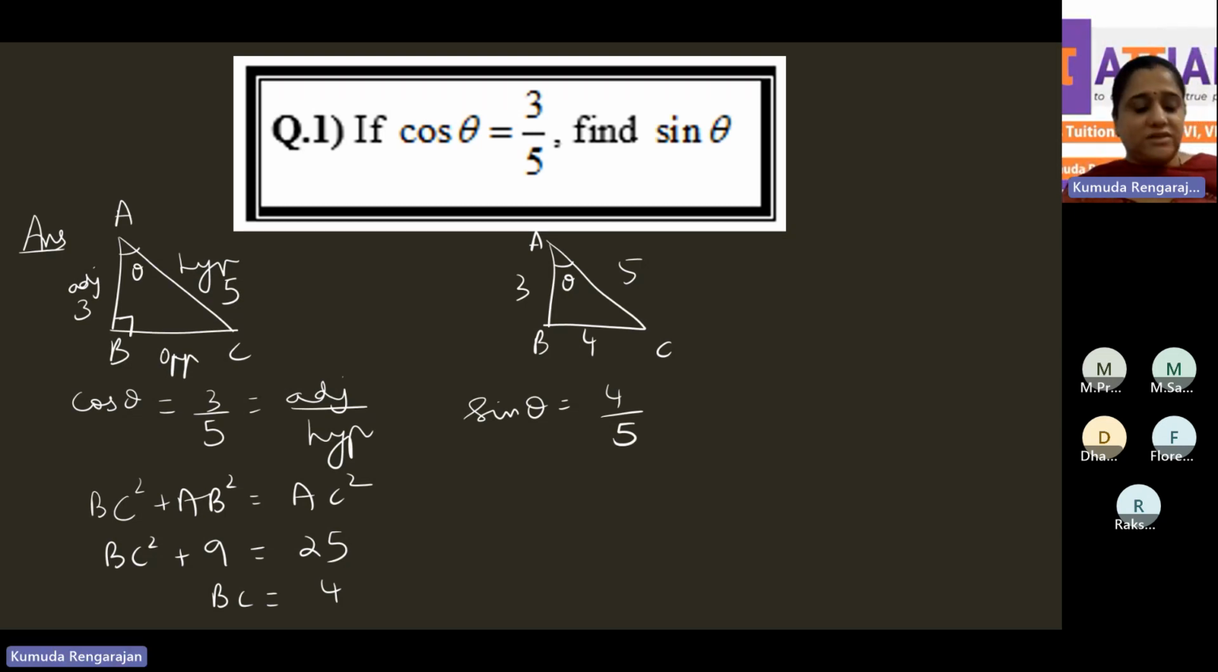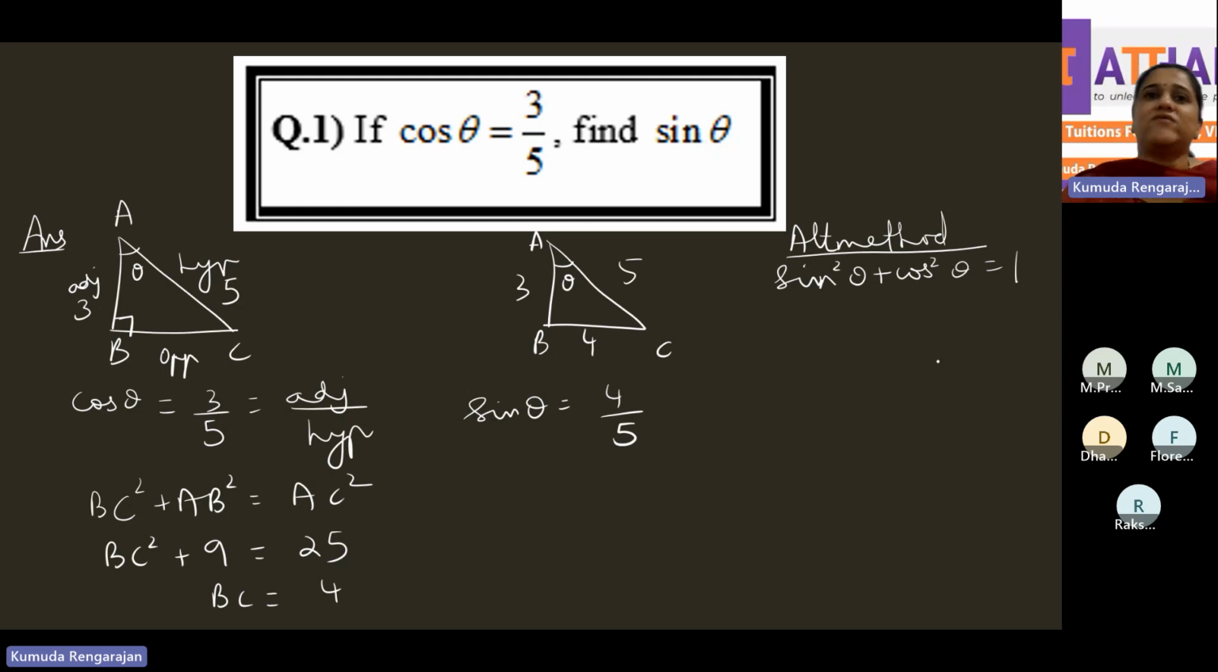You can also use identity. What's identity? Sine square theta plus cos square theta is 1. Alternate method. You can do it. Okay, not now. Alternate method is you can use the identity sine square theta plus cos square theta is equal to 1. Now we can substitute the value of cos theta here and find sine theta.